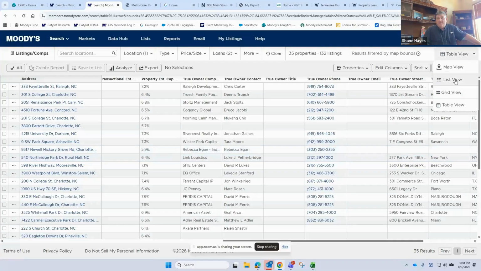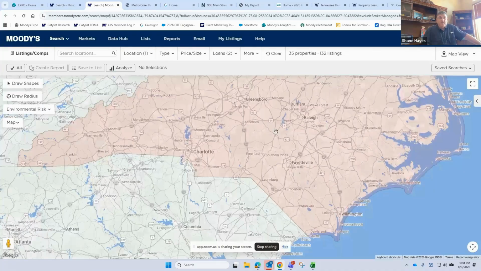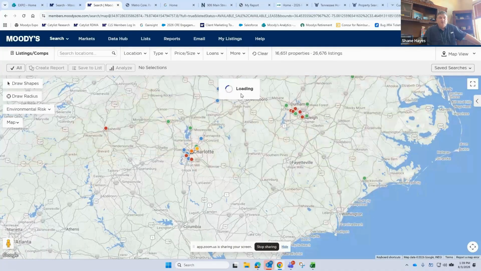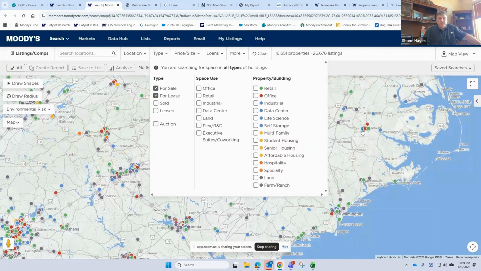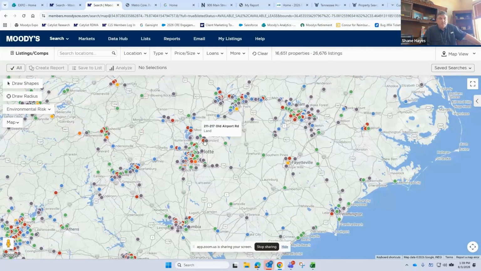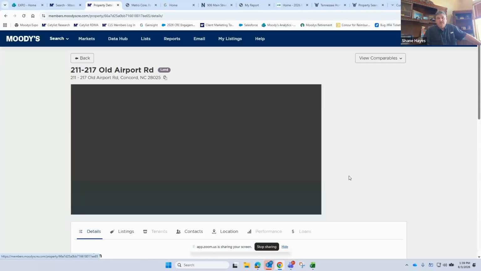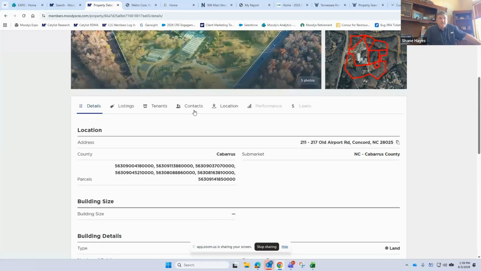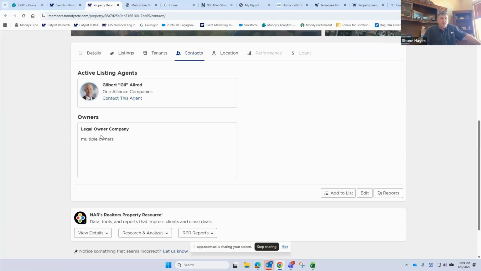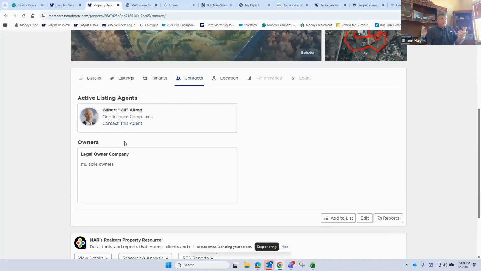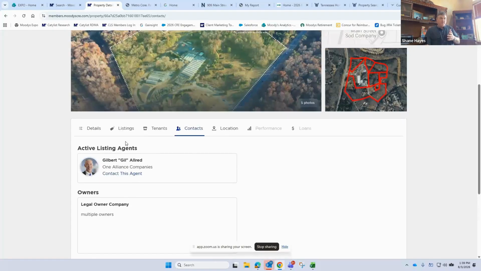Now I'm going to go back to the map view, and I'm going to clear all of this information out, all of the loan data, and just see that we still have for sale and for lease. You can go into these buildings and hit view details, and there's a contacts button right here. And if we have that information, it'll be stored right here. Right. So for this one, we don't have it. That's one of the ones we don't have. But that's where you can find it.